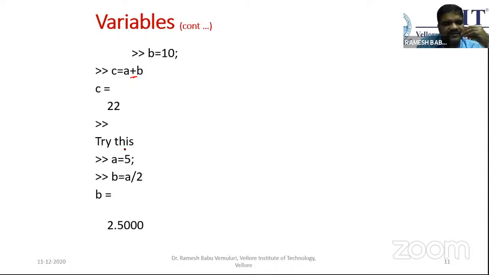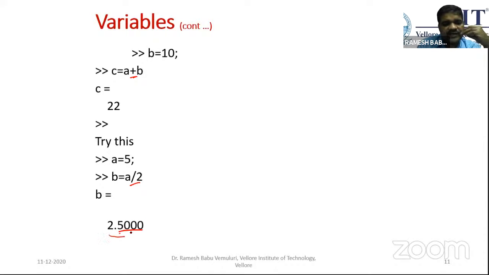Then A is equal to 5, and B is equal to A divided by 2. So there is a division. The forward slash is nothing but division. You can see here the result 2.5000.